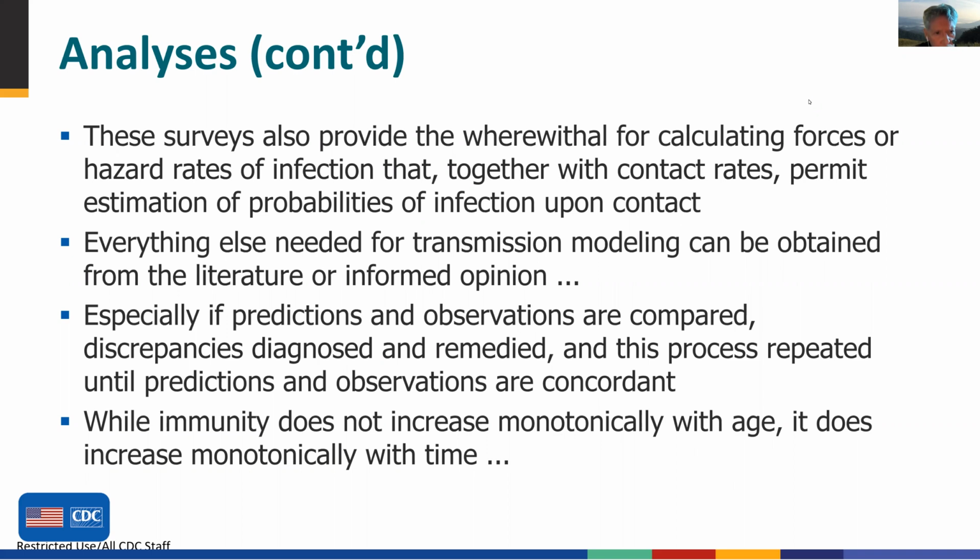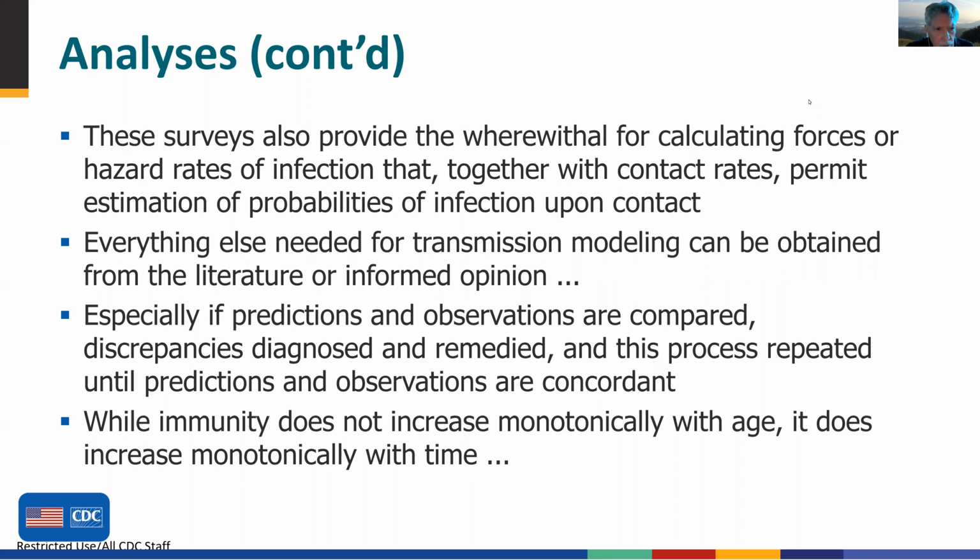And I would submit that everything else needed for transmission modeling can be obtained from selective review of literature and informed opinion, especially if predictions and observations are compared, discrepancies diagnosed and remedied, and this process repeated until predictions and observations are concordant. And again, I realize that's not always possible, but one thing to note about these surveys is that while immunity does not increase monotonically with age, which precludes the conventional analyses for forces of infection, it does increase monotonically with time.